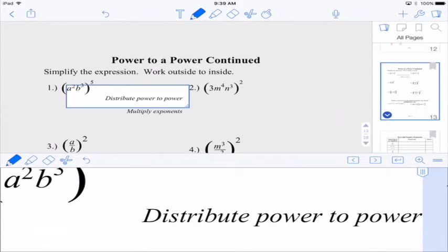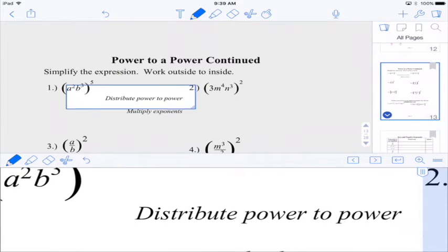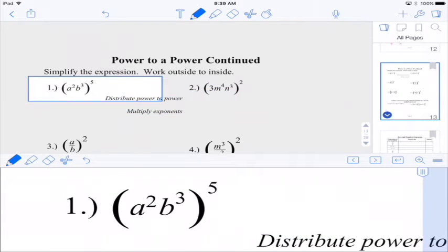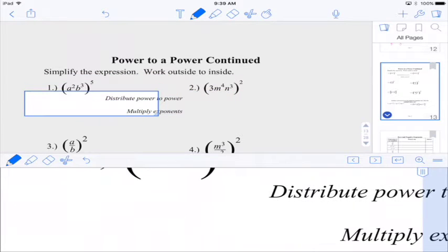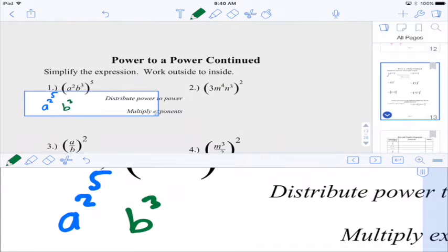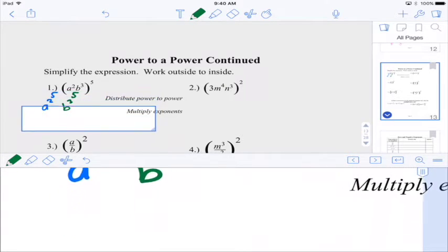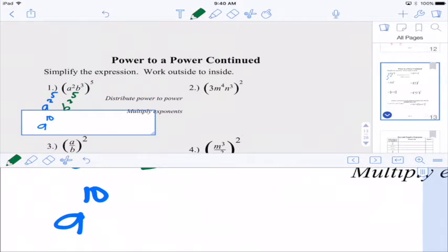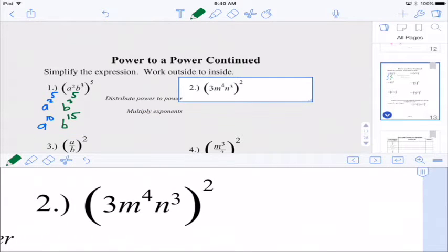So what we're going to do is distribute our power to a power, and then multiply our exponents. In this one, we have a to the second to the fifth. That's a power to a power, so we multiply. Then we have b to the third raised to the fifth, another power to a power, so we multiply. So this is a to the 10th, b to the 3 times 5, which is 15.